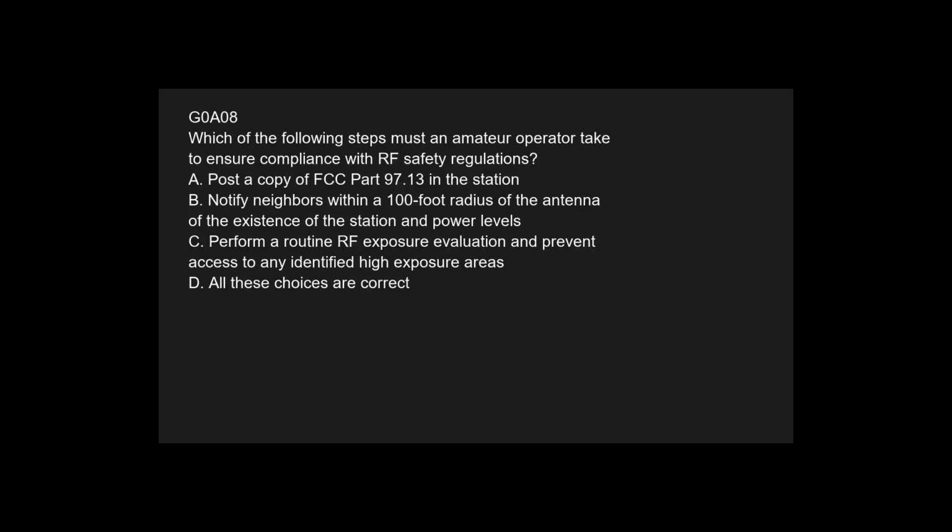Question: which of the following steps must an amateur operator take to ensure compliance with RF safety regulations? The correct answer is C. Perform a routine RF exposure evaluation and prevent access to any identified high-exposure areas.